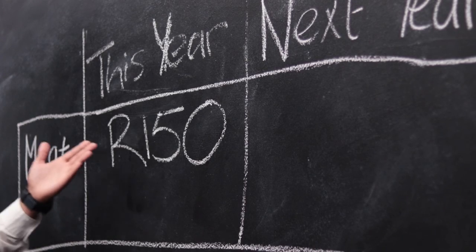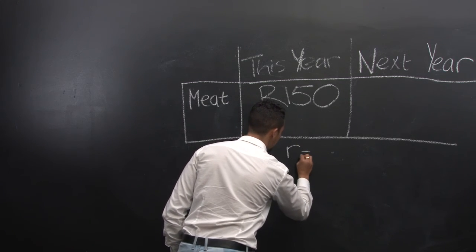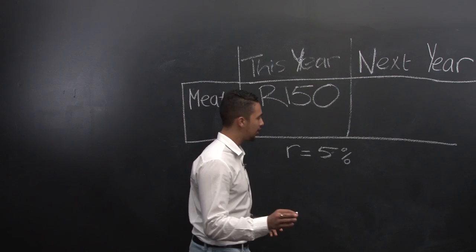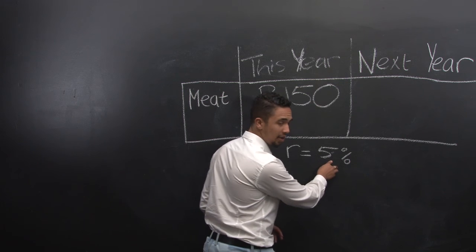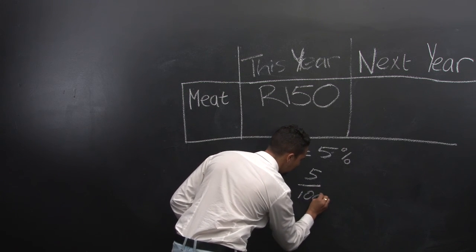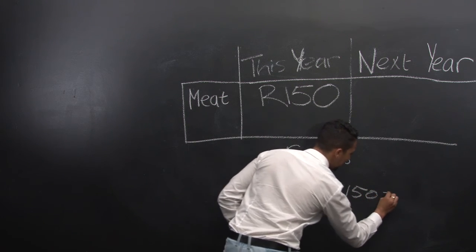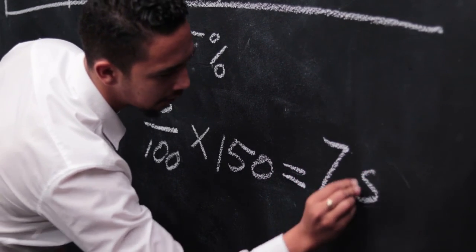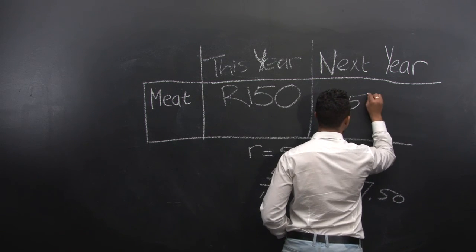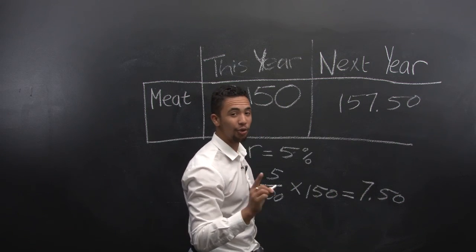This year, I buy meat at 150 Rand. If our inflation rate is equal to 5%, to calculate the increase in the meat price, we say 5%, which is equal to 5 over 100 times 150, and that will give us 7 Rand 50. So the price of meat next year is 157 Rand 50 cents. Don't forget your units.